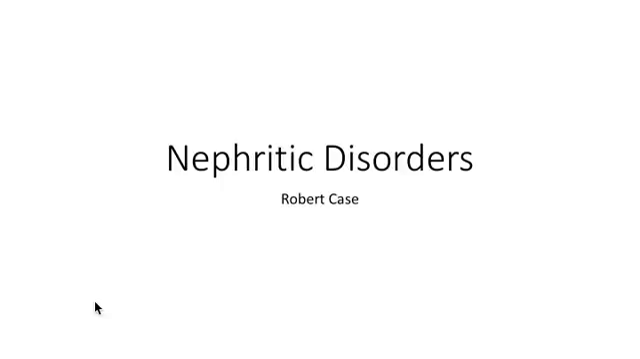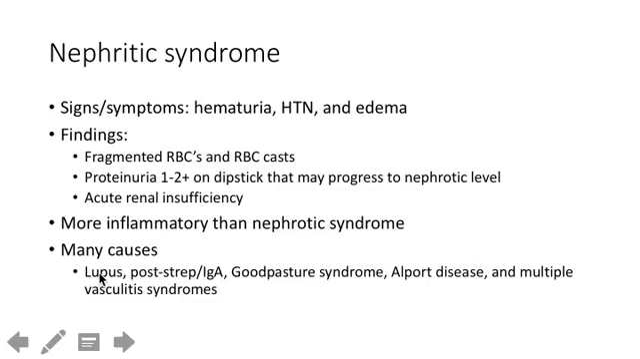So these are going to be nephritic disorders, but I'm also going to talk about some of the vasculitis syndromes and also nephrotic syndrome. So when you're thinking about nephritic syndrome, it looks a lot like acute kidney injury, maybe acute tubular necrosis, but the thing that separates it for you on the test is going to be red blood cell casts and fragmented red blood cells, suggesting a glomerular injury.